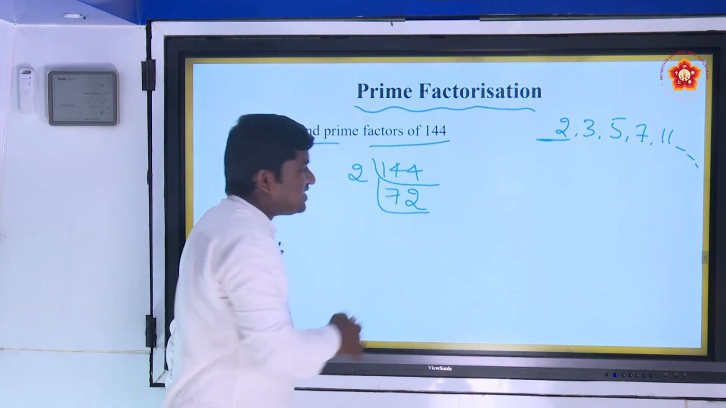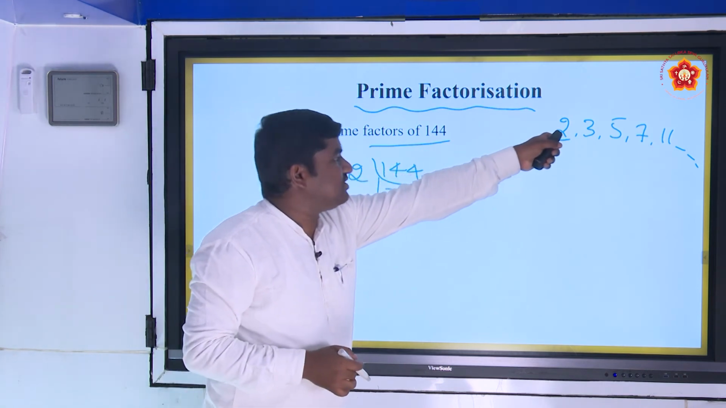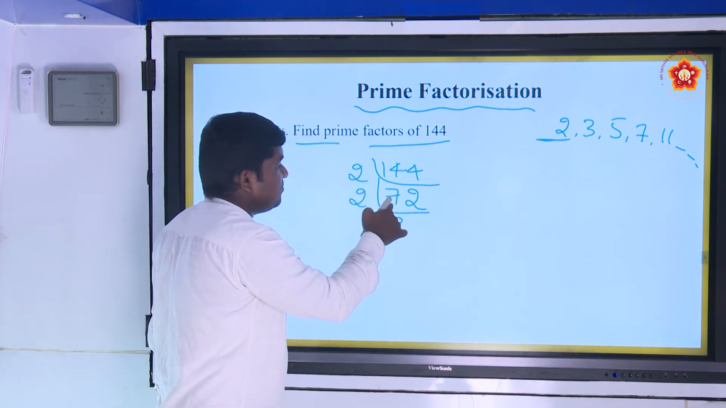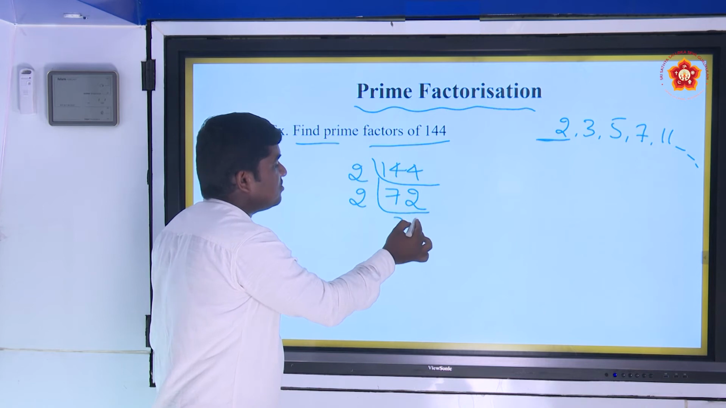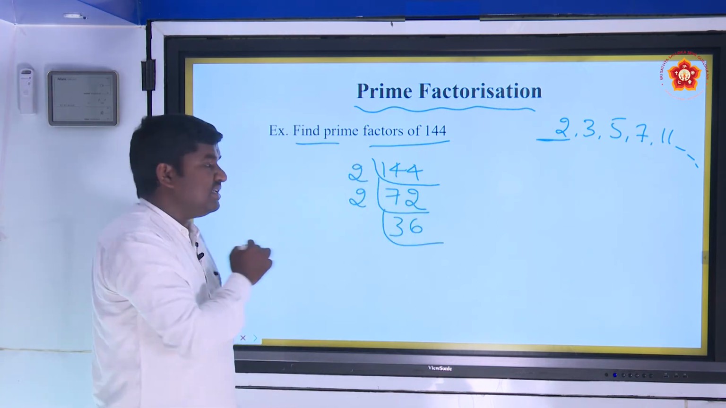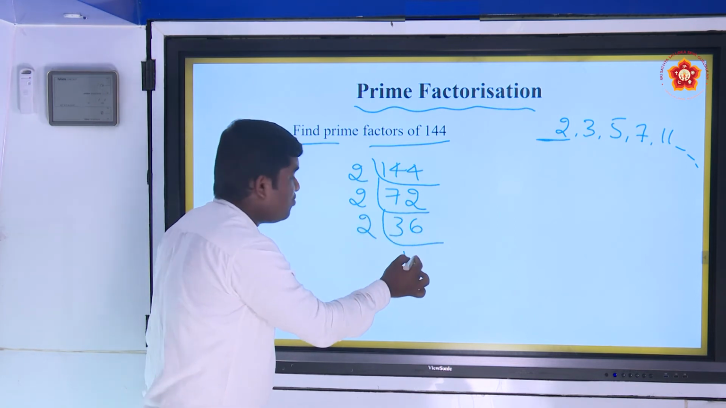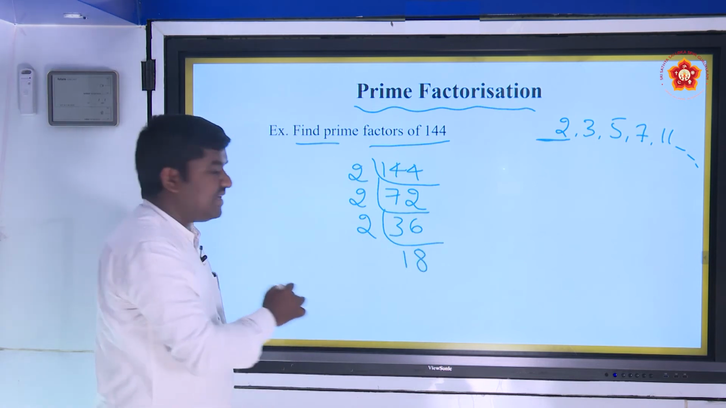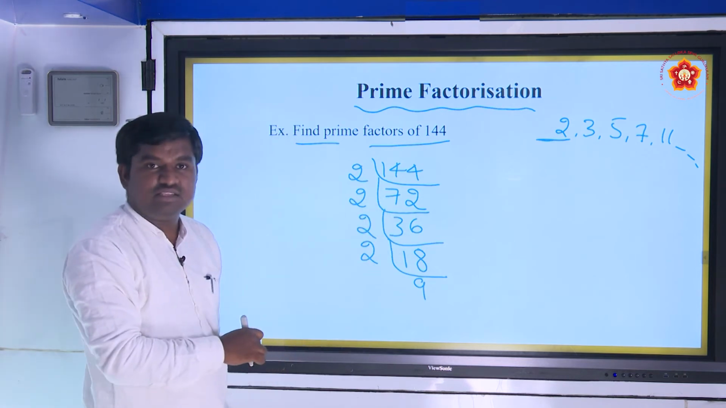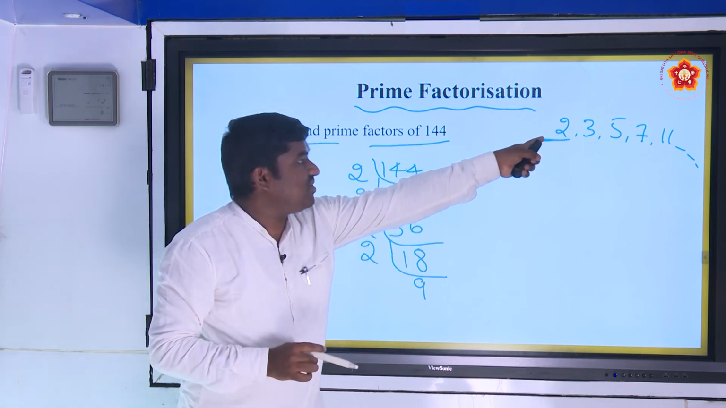Next, again you will take only the smallest prime number first. The smallest prime number is 2. From 2 3s are 6, 1 is remaining, 12, 2 6s are 12. Next, 36 we get. From 2 1s are 2, 1 is remainder, 16, 2 8s are 16. Yes, next, 2 9s are 18. So we should take the smallest prime number, which is 2.